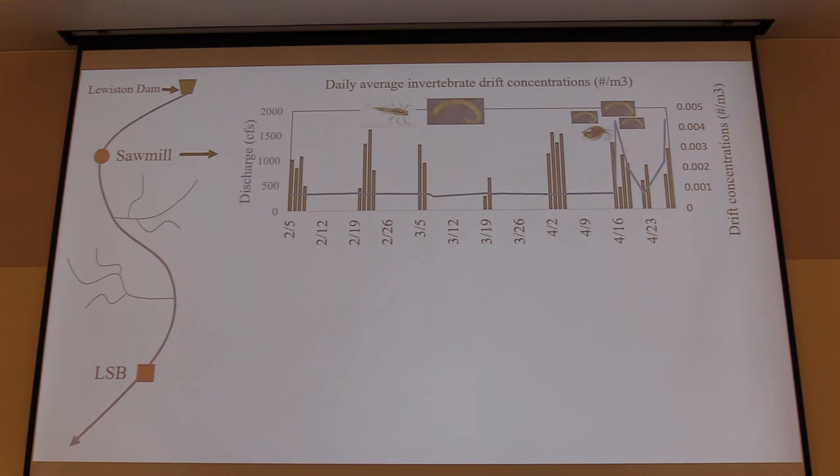during our peak discharge events, where at both pulses we saw pretty significant increases in chironomids, as well as Daphnia, or water fleas, during both experimental pulses, and kind of decreased compositions of other taxa, including mayflies day to day.